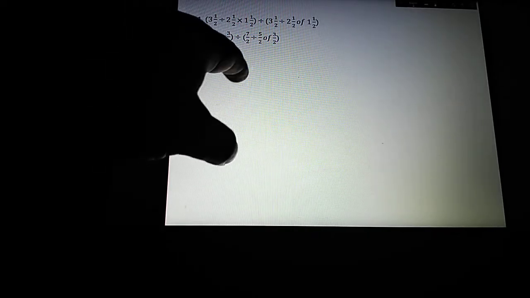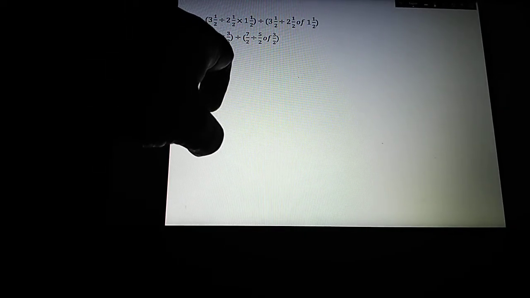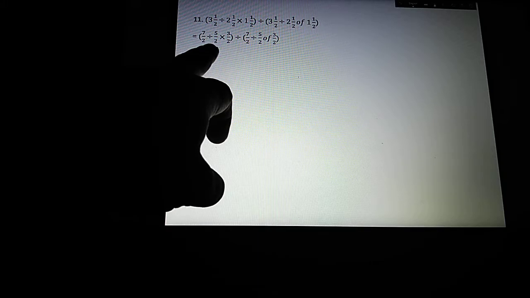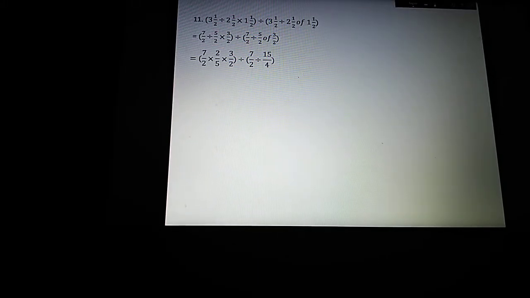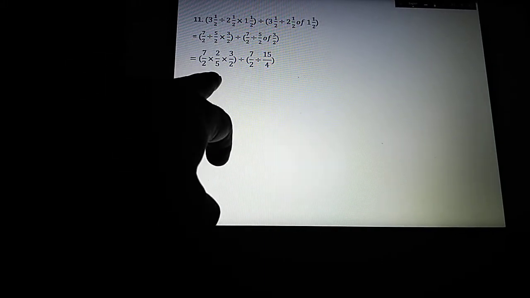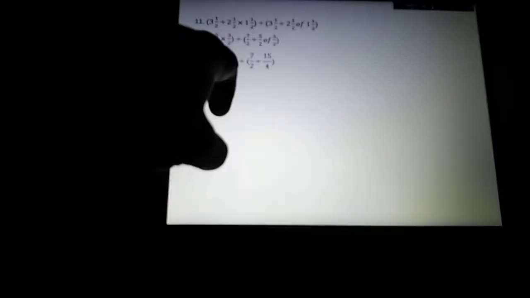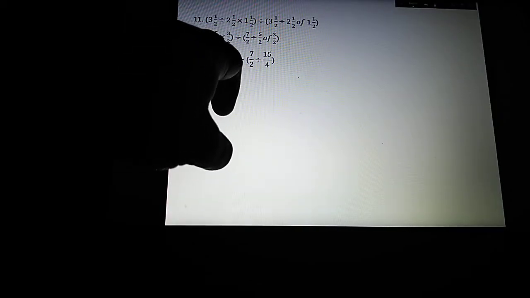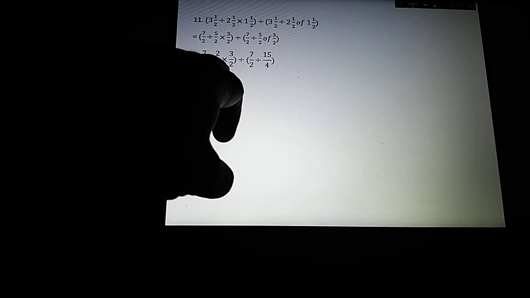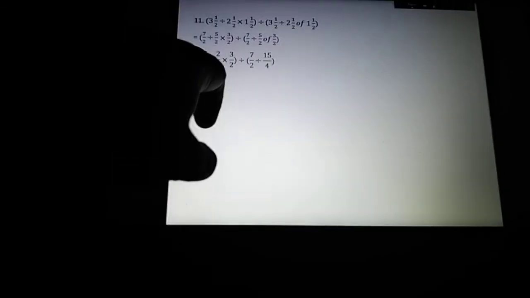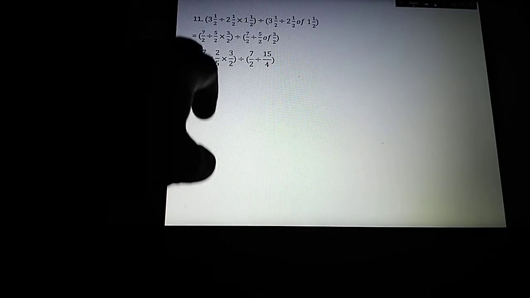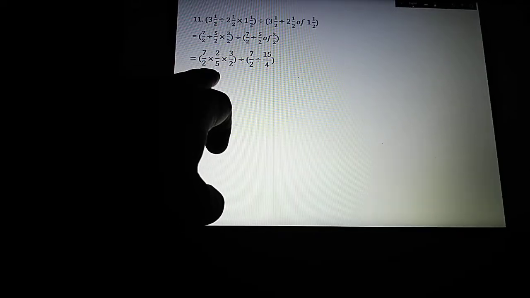Okay, now we have to do the division earlier. But we can't divide directly. We have to convert it into multiplication, and convert the ratio into its reciprocal ratio. 5 by 2 turns to 2 by 5, and the division sign turns to a multiplication sign.